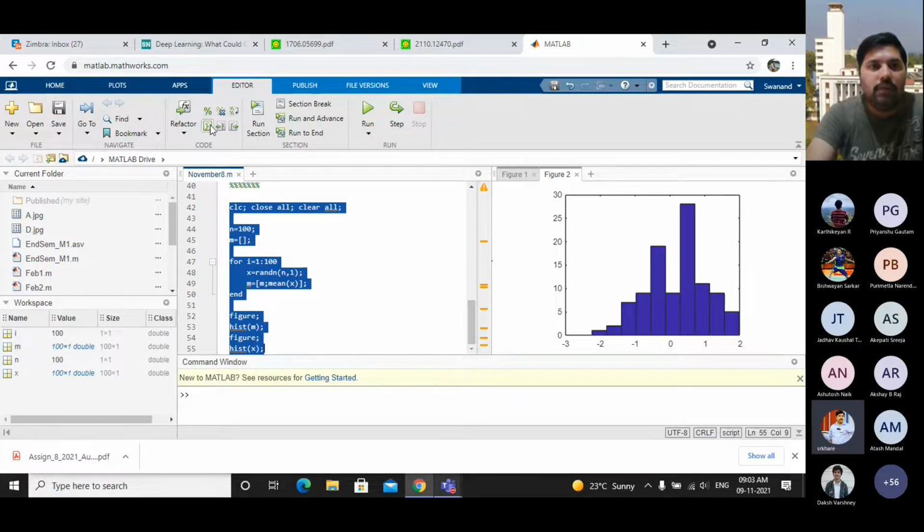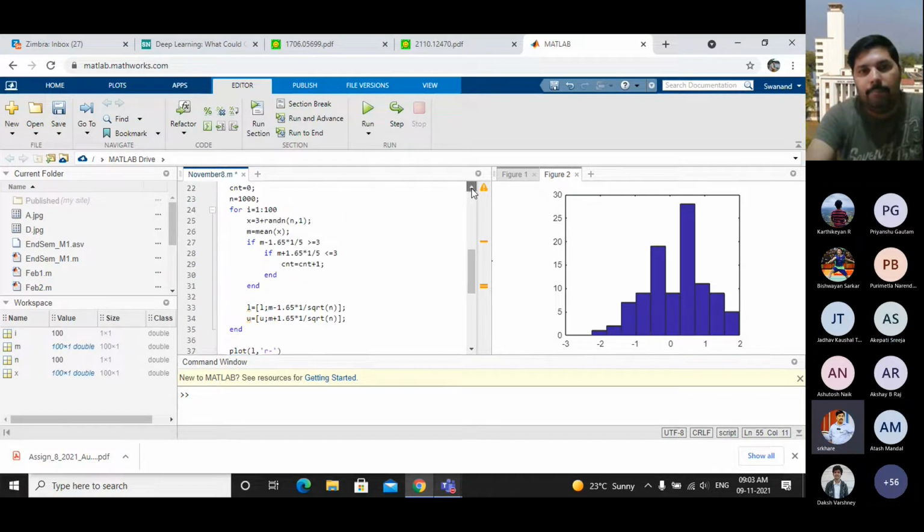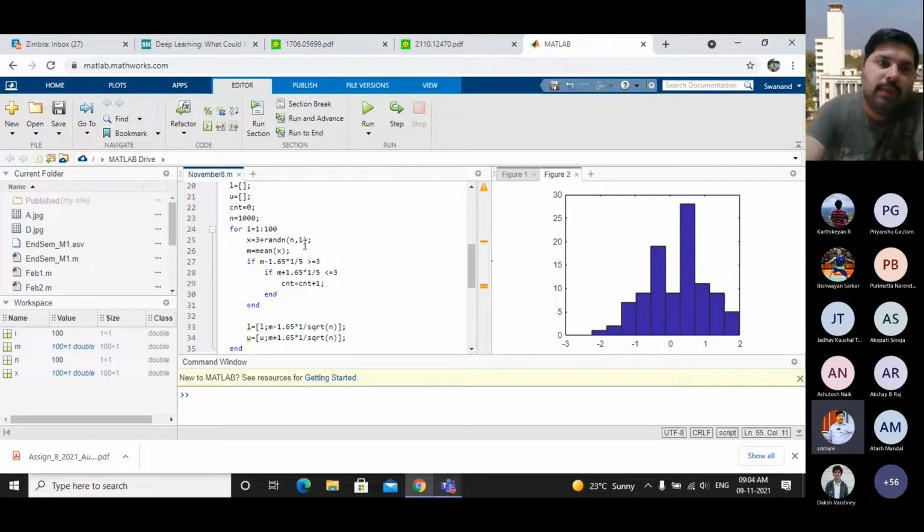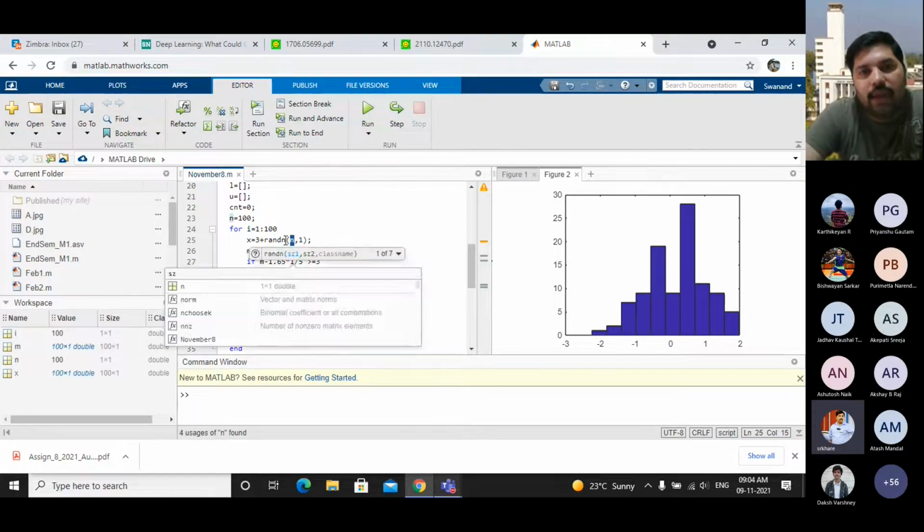So let me comment this out maybe, and let us see what we can say. What I am really doing here is taking a sample of size 100 again, let us say for example. I am generating a random sample of size n. It's a normal random sample.